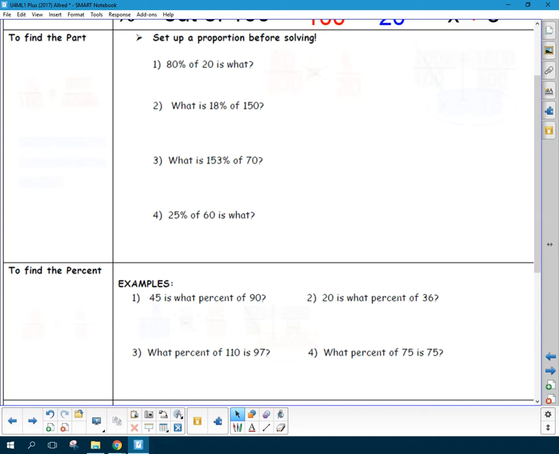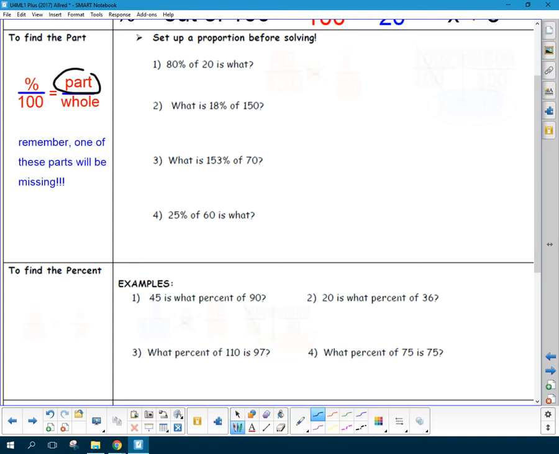Okay, so to find the part, you can use that same proportion like we said earlier. One of these parts will be missing. In fact, it'll be this part that'll be missing in these kinds of problems. So these kinds of problems will say, hey, 80% of 20 is what? The word of usually indicates to you that that is the whole. So if 80% is my percentage, I'm going to put 80 over 100 because all percents are out of 100. And I'm trying to solve for 80% of 20. So I don't know the part, but I do know the whole.